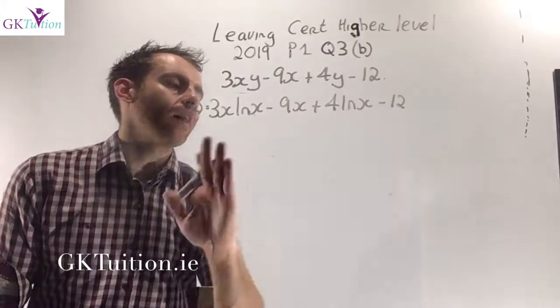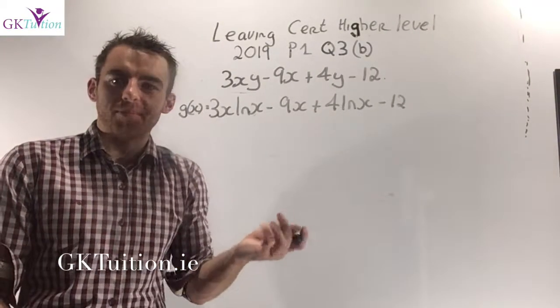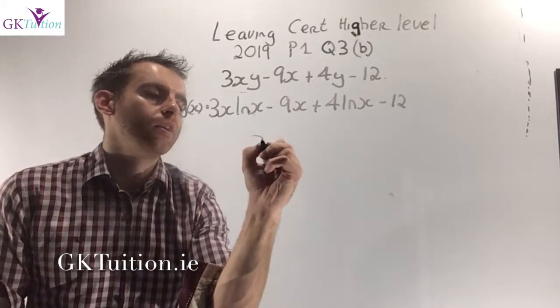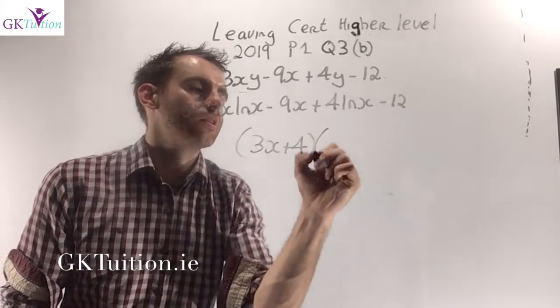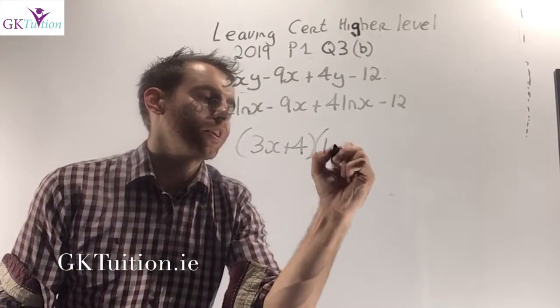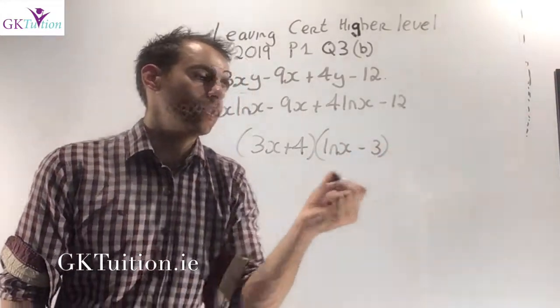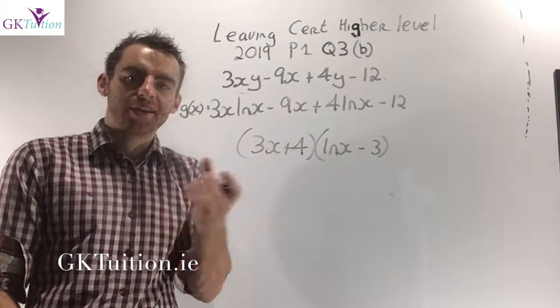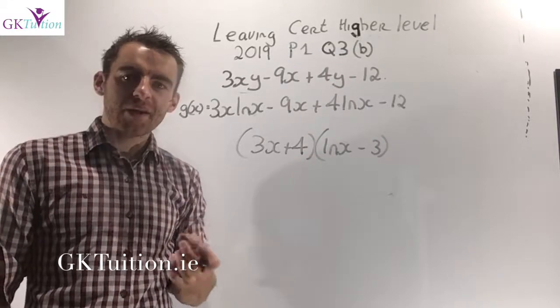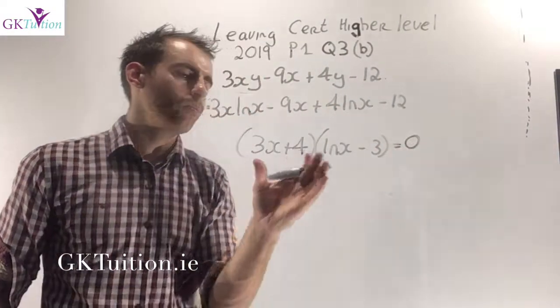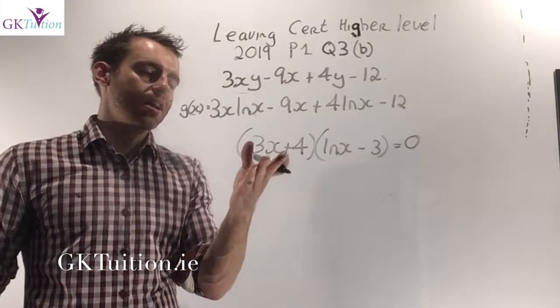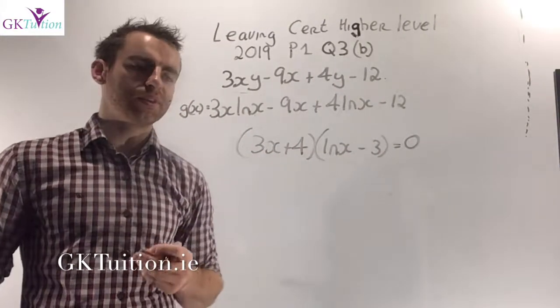So based on that, I'm basically just copying my answer to part A. So I know that if I factorise this, I get 3x plus 4 times, instead of y minus 3, I'm going to get ln x minus 3. It's essentially the same answer as I had the last time. And now I need to solve it. In order to solve it, I need to let it equal to 0. So my left hand side here is just g of x, and in the question I've been told that g of x is equal to 0.